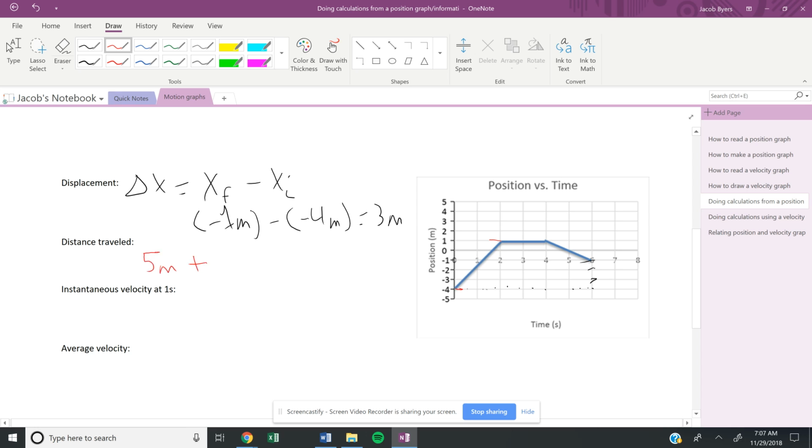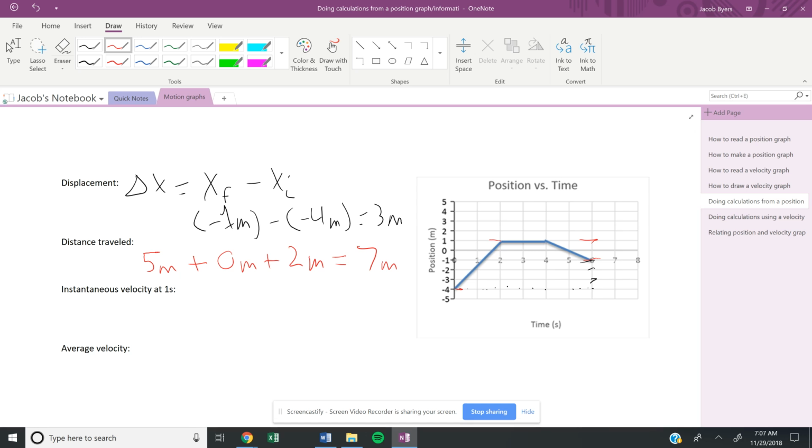We then stay stationary for 2 seconds, so we don't move anywhere. So that's 0 meters. And then lastly, we go from 1 here to negative 1 here. And so we can find negative 1 minus 1 gives us negative 2 meters. But because distance doesn't have direction, we just move another 2 meters. And that tells us that throughout these 3 segments of motion, the object has moved 7 meters, okay?